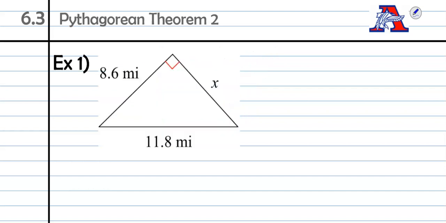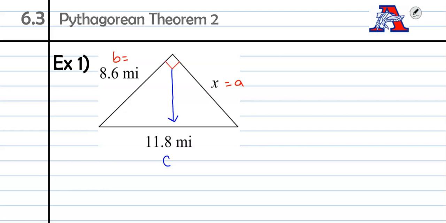All right, so we're just going to dive right into some examples here. Take a second to get this in your notes. This will be a pretty quick lesson. First thing we want to do, just like we did before, is label the hypotenuse. Look across from the right angle and label that with a C. And then the other two sides we can label A and B. It doesn't matter. I'm going to call X A and the 8.6 miles B. But again, it doesn't matter. We could have done it the other way around.